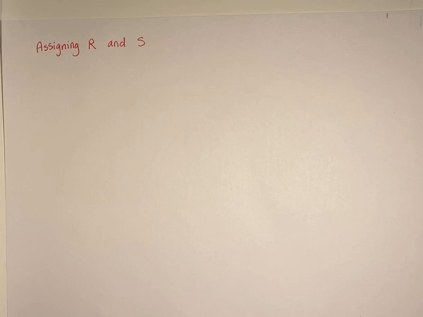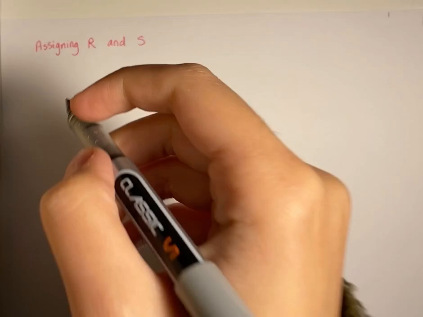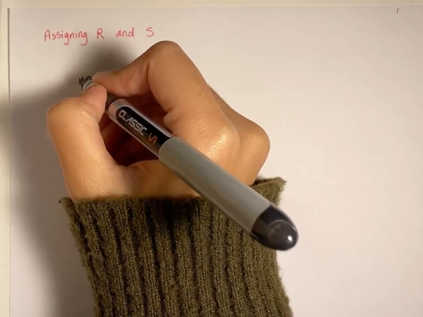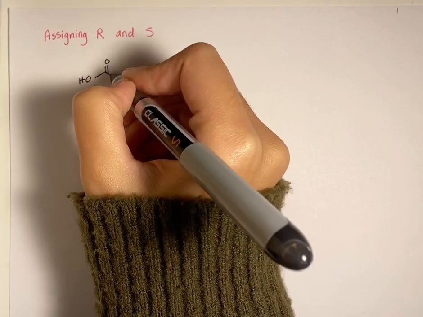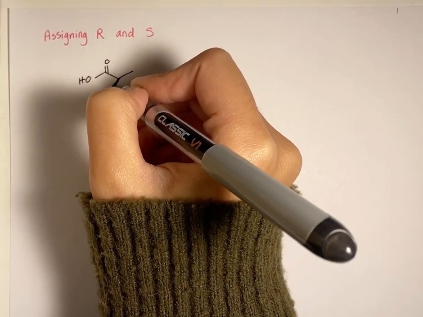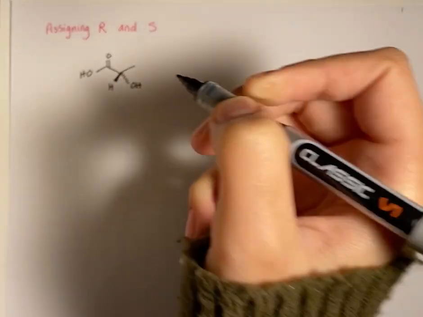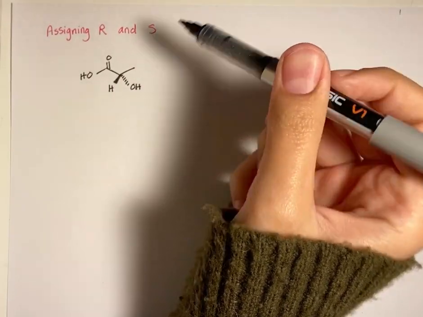Guys, so today we're going to work on stereochemistry, and we're going to be assigning R's and S's to a couple of molecules, and then we're going to move to Fischer projections. So I'm going to start with something relatively easy. We have this molecule over here. And now we can determine the stereogenic center in this molecule.